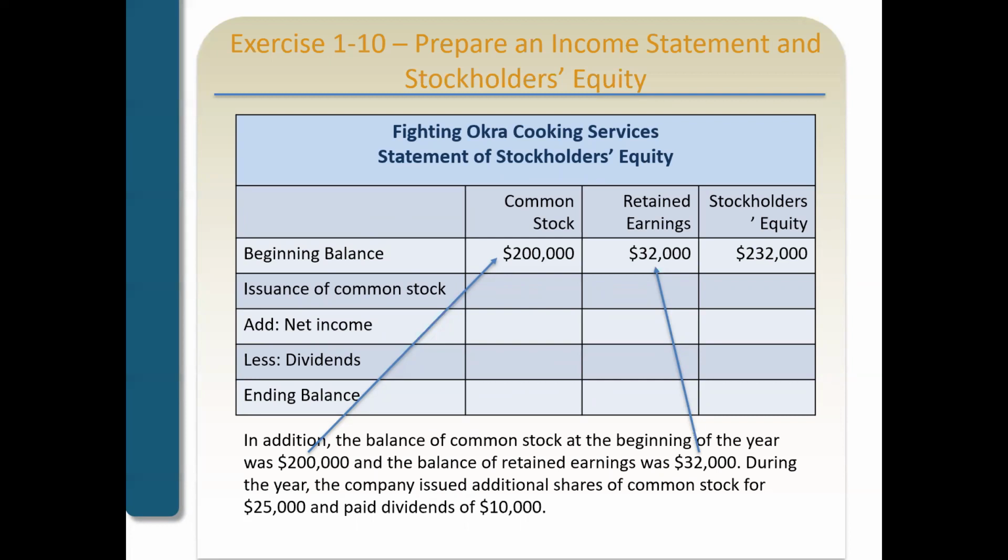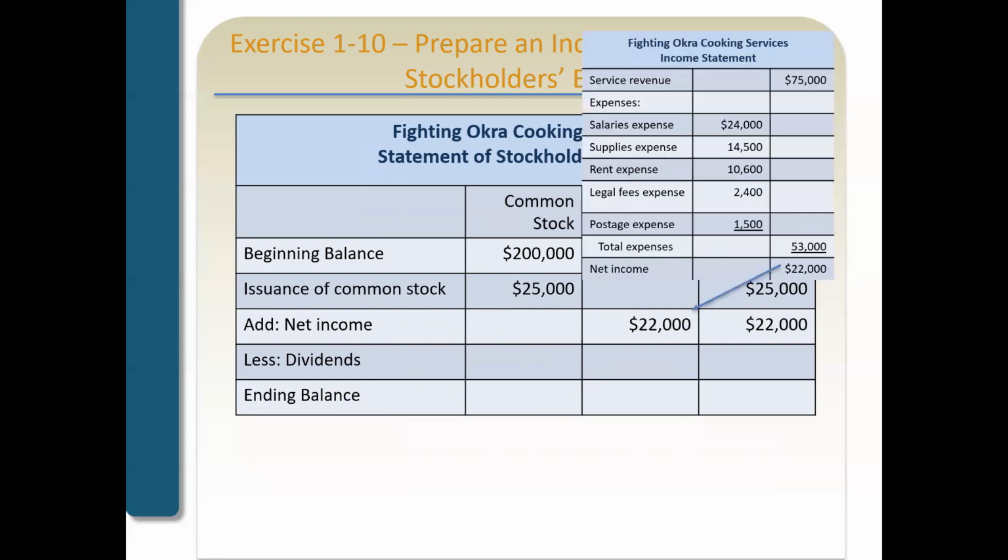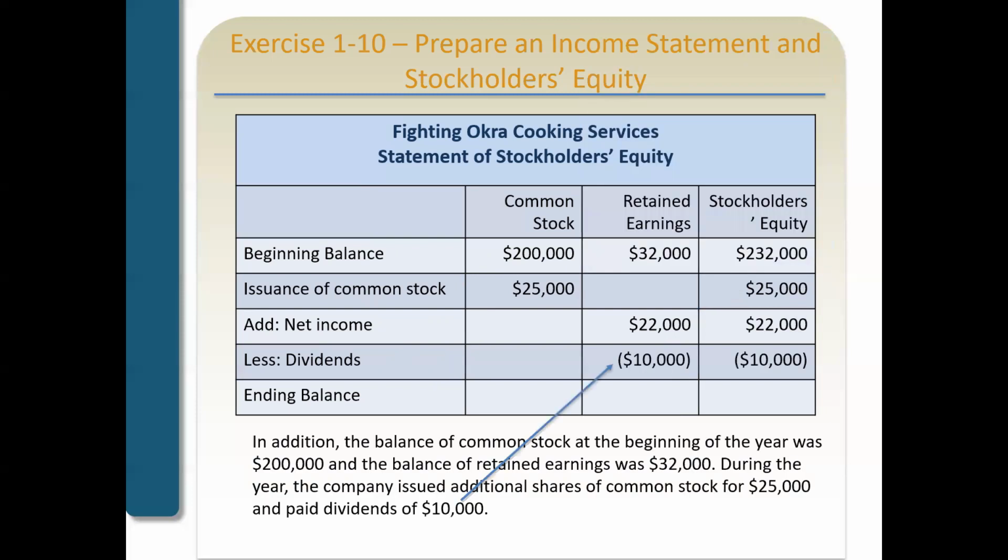Then it tells us during the year, the company issued additional shares of common stock for 25,000 and paid dividends of 10,000. So we're going to put those figures in from the information it provided. The other item we need to add is the net income from the income statement of 22,000. That number is picked up from the income statement.